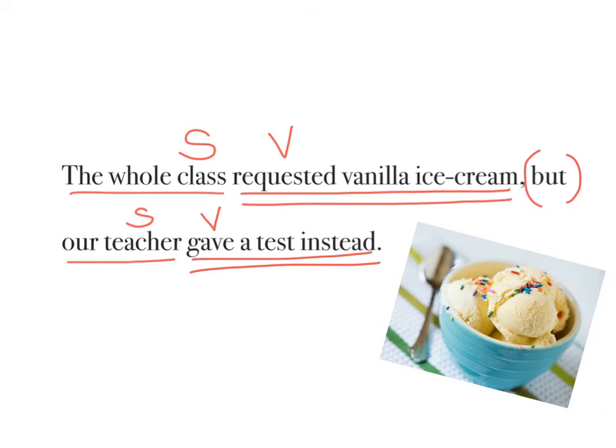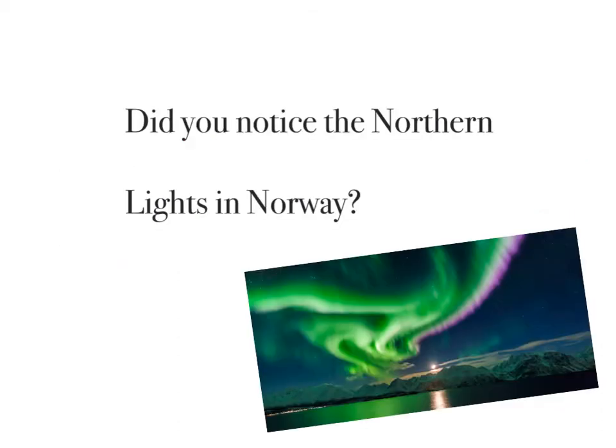Let's try one more. We'll do a question sentence because these can be tough. Did you notice the northern lights in Norway? Now this is one clause. This is a simple sentence, but it's interrogative, so it can be tricky. Let's look for any nouns or pronouns. Did you? Okay, we have a pronoun here, you. The northern lights altogether is one big proper noun, and so is Norway.